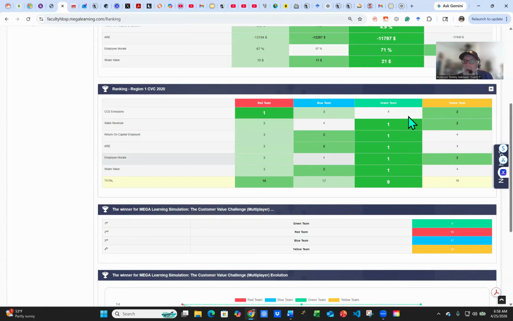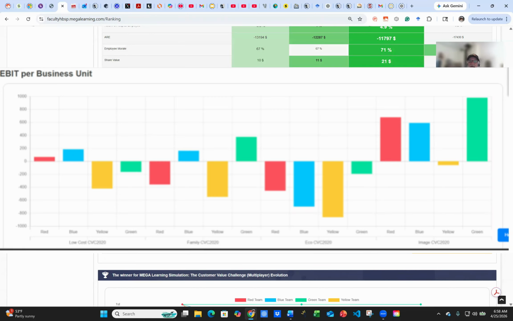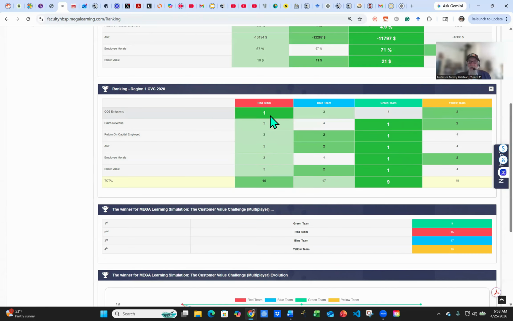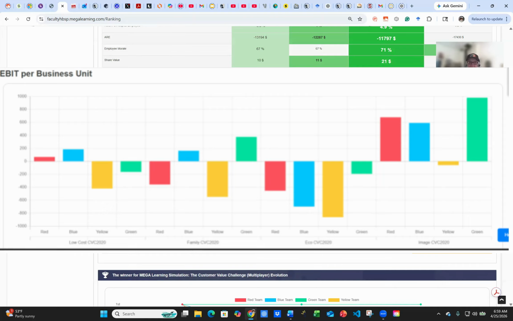And lo and behold, what are we? Number 4 in emissions. And you look at red team, who's been doing consistently fantastic also, even though it looks like red jumped from last up to second place. One of those reasons is they hit some more number ones, but also their strategy wasn't as heavy in image, although they came in number two in image, they did really well.